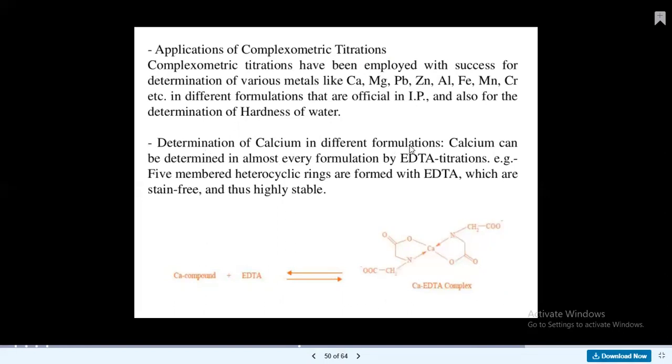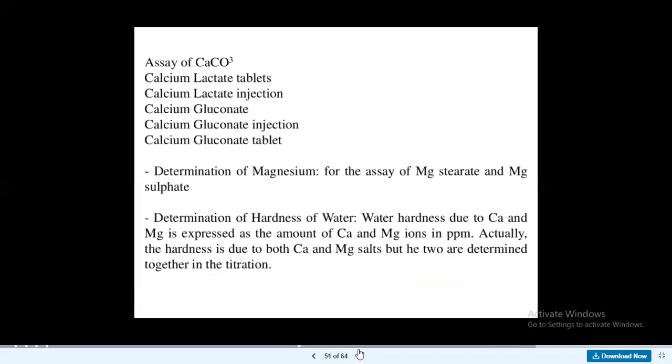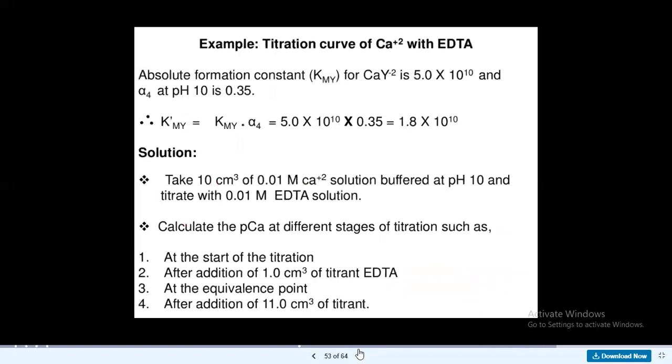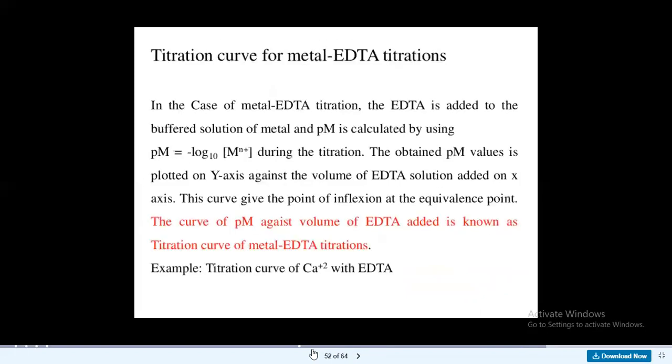Determination of calcium in different formulations. Calcium, almost EDTA, then EDTA forms a stable complex with that of calcium. Assay of that is not included in your practical application. How we use this in titration curve, no need for that.